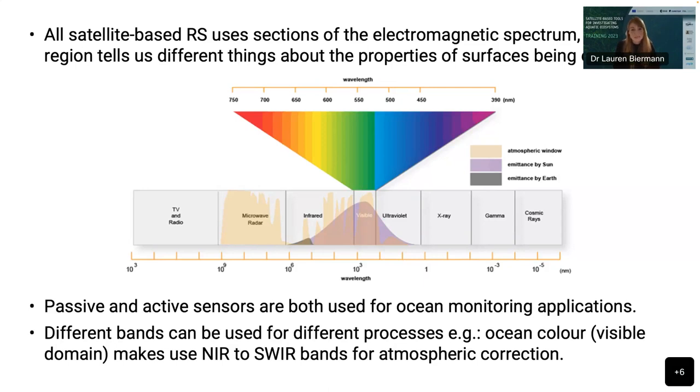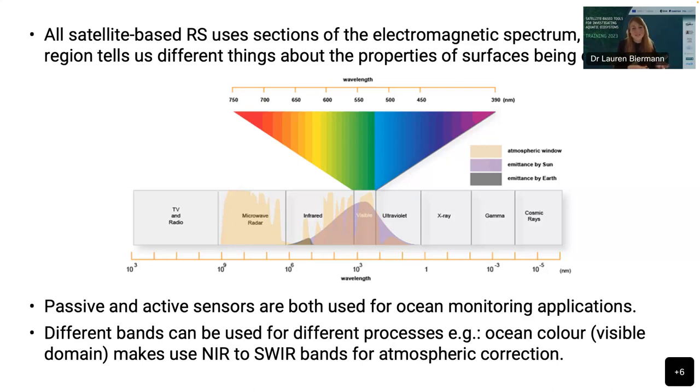Passive sensors are your optical sensors. They rely on sunlight coming through the Earth's atmosphere, striking the Earth's surface, interacting in some way with the target that you're interested in, bouncing back through the atmosphere and striking the targets on your Earth observation instruments on a satellite. It's quite extraordinary.